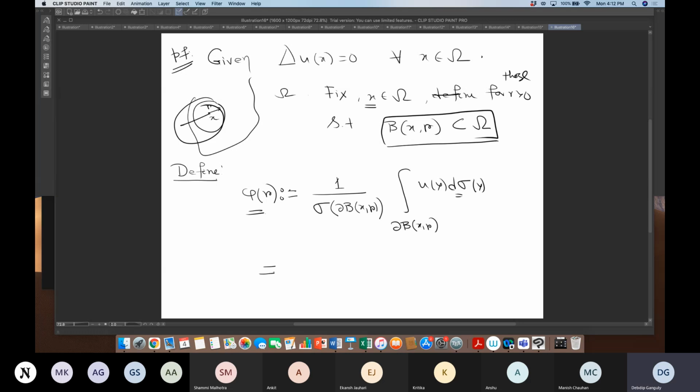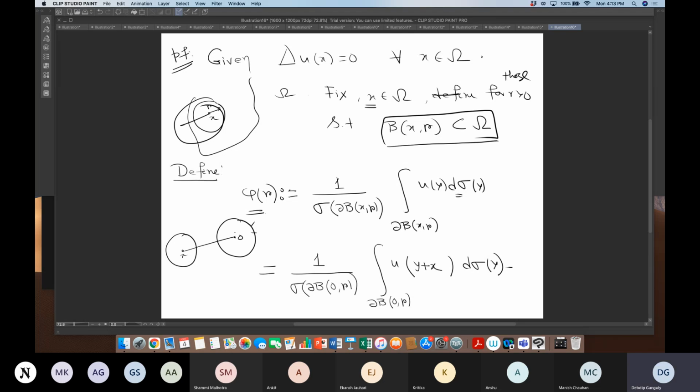Now I am writing this is equal to 1 by sigma of ∂B(0,r), just look at those steps, the integral over ∂B(0,r). What should I write? u of y plus x. This is the boundary of B(x,r). I have just translated to 0 and just take the integral over the boundary. Is that clear? I have just taken x to 0. So for that I have to do y plus x.